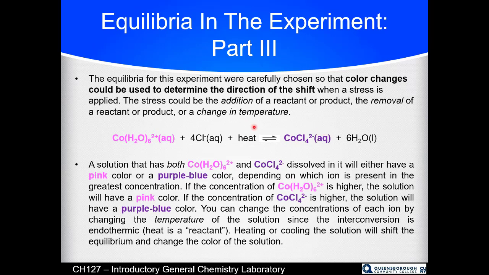So in part 3, we're not really messing with our reactants. We are messing with the temperature of our reaction, which, again, arguably we could say that heat is a reactant here. And so we'll see by changing the temperature what the color of our solution is, and see if that will tell us, have we shifted left or have we shifted right?